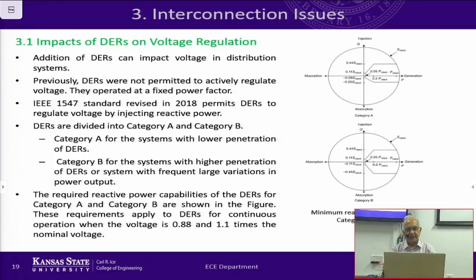And what you see here is the operating region for P and Q, right here. You notice that for a case where you have larger penetration, category B, you are allowed to change Q on the negative side more than in this one. So basically what they're saying is that P and Q should be maintained within this region.